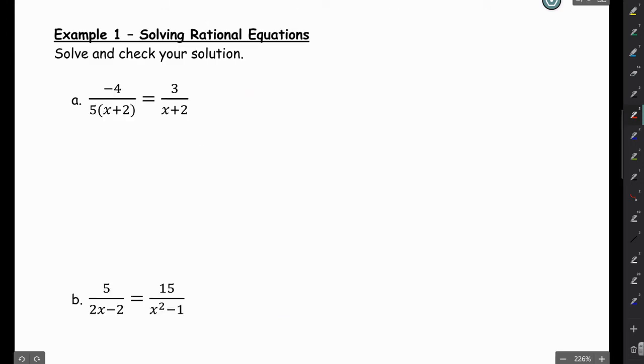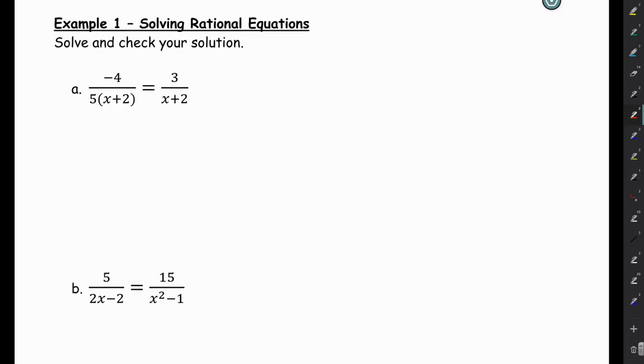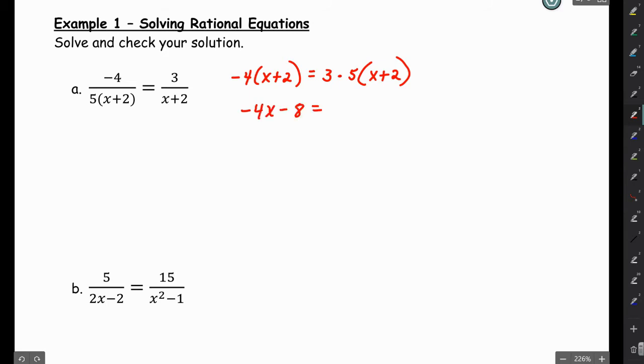All right, let's look at example 1, solve and check your solution. All right, so we have a fraction equal to a fraction. The first thing that we're going to do is cross multiply. All right, so the 3 is going to multiply by 5 times x plus 2, and negative 4 will multiply by x plus 2. We'll distribute the negative 4 to both parts of the binomial. 3 times 5 is 15, and then we'll distribute 15 to the x plus 2.